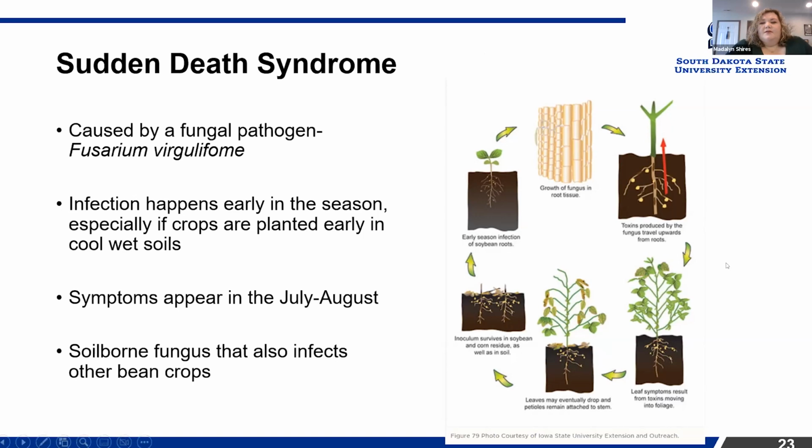This here is another life cycle example of how the fungus causes infection. So it starts here and it can survive in the soil and on soybean and corn residues. It infects the soybean plant early in the season. It then starts growing on root tissues and produces toxins in the roots that eventually lead to those foliar symptoms. After that has occurred, the foliar symptoms begin to develop, and the leaves will typically drop, but the petioles will usually remain attached to the stem. And at the end of the season, after harvest, the inoculum is again able to stay in the soybean and corn residues to overwinter and start the infection cycle again.